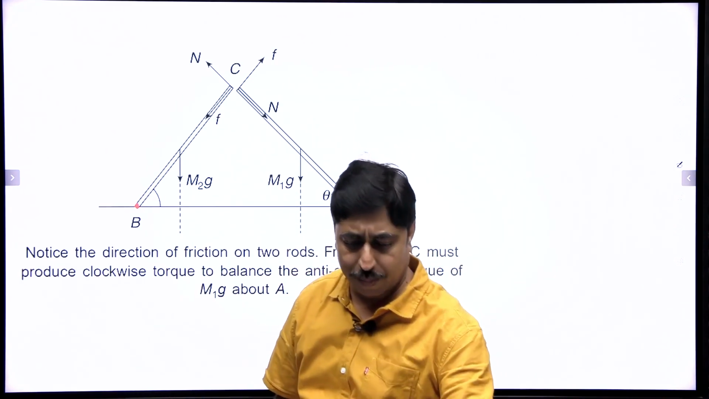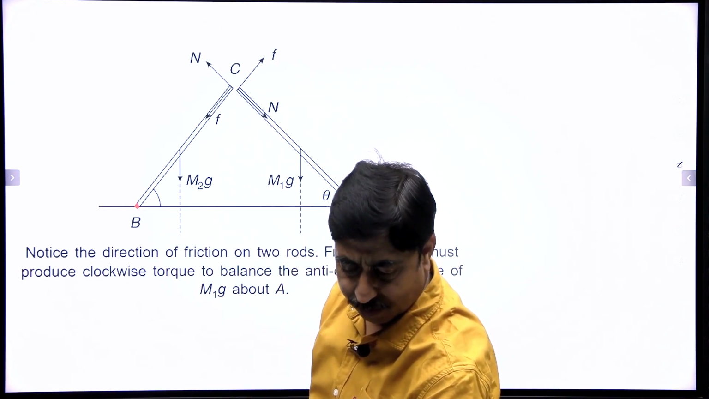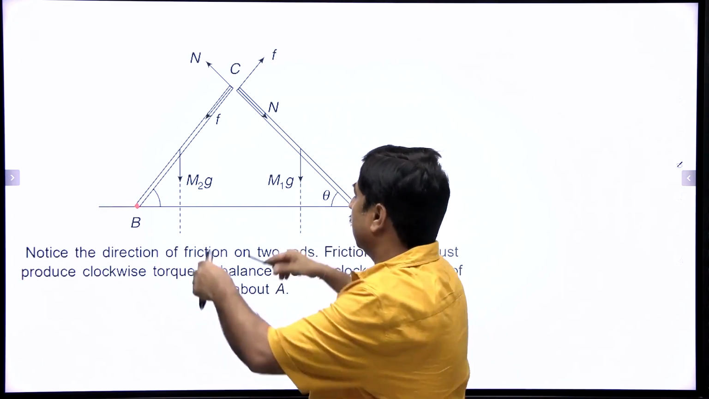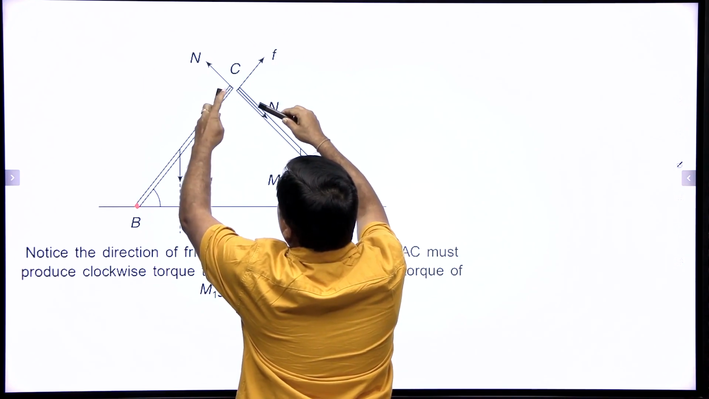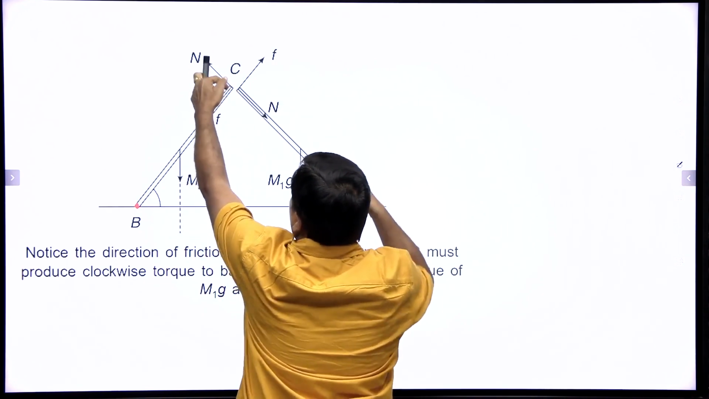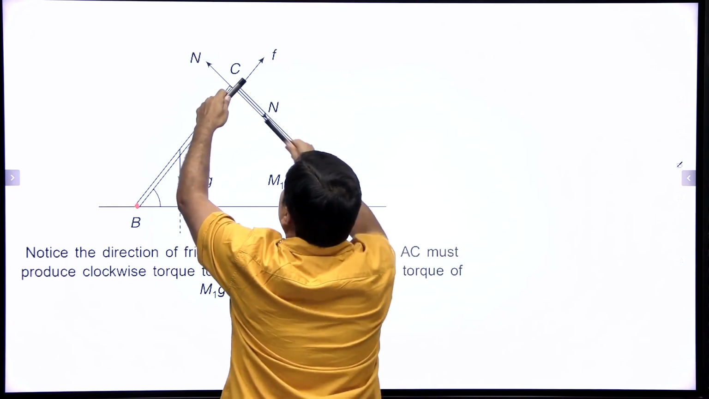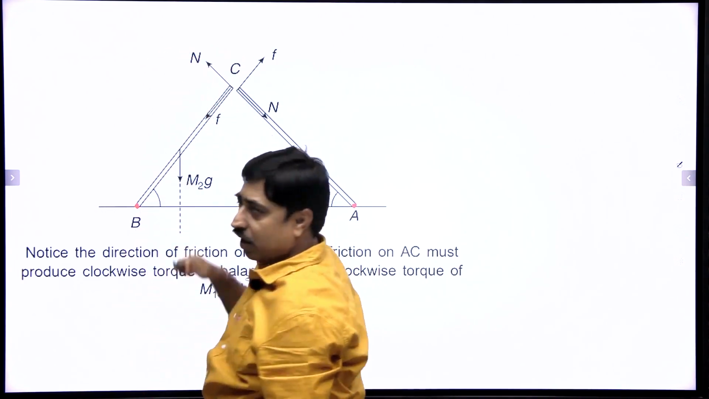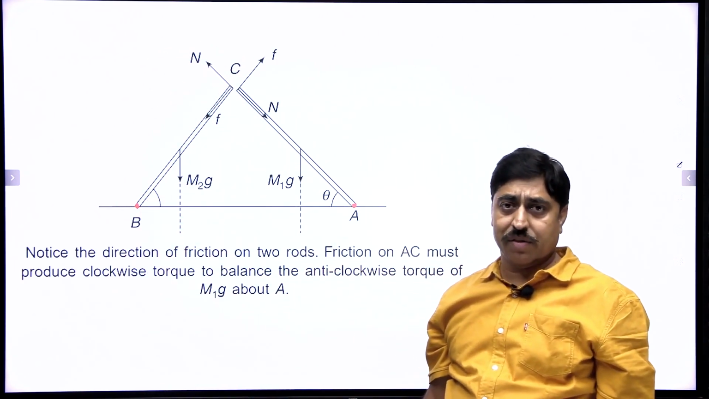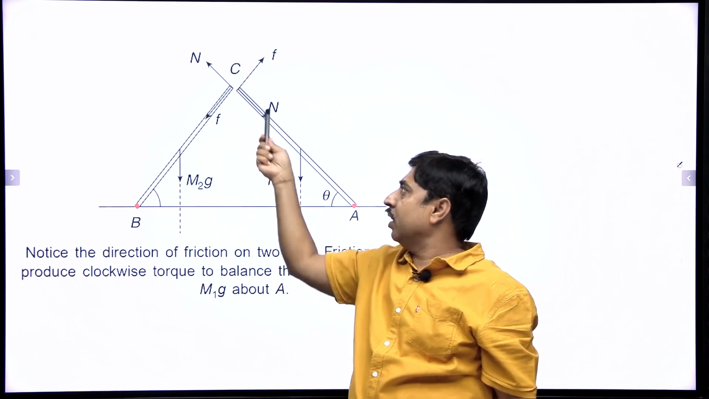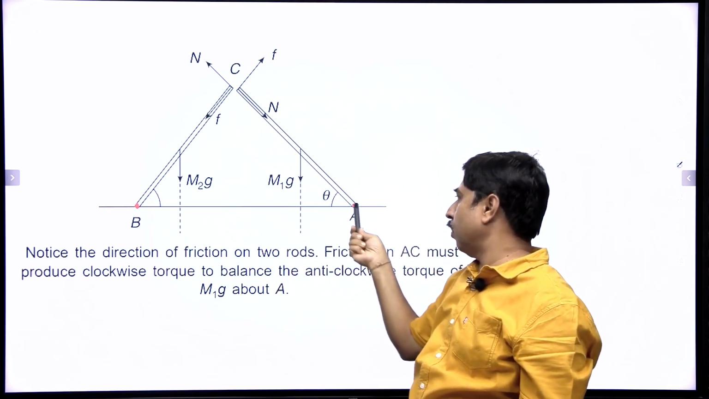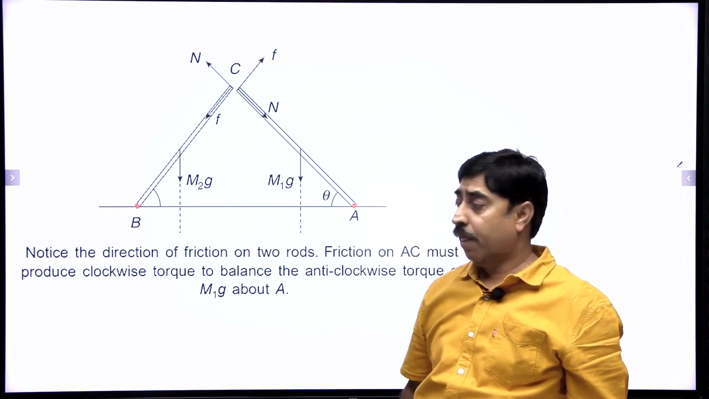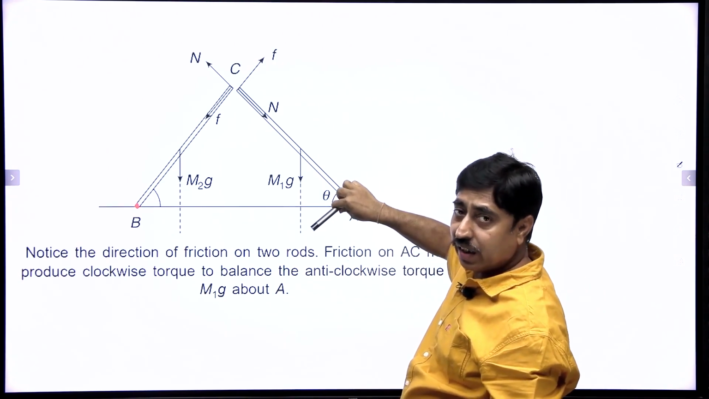I hope there is no ambiguity regarding the normal reaction, because the question says that these rods are kept like this, isn't it? So the normal reaction because of this rod on this rod will be along the length, and this rod is pushing that rod away, and the normal reaction on the other rod will be like this. So this normal reaction is not going to cause any torque about point A, because the line of action of the normal reaction passes through A. The mg force is going to tilt it like this.